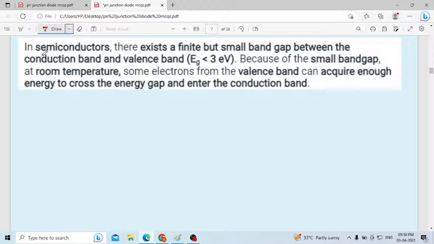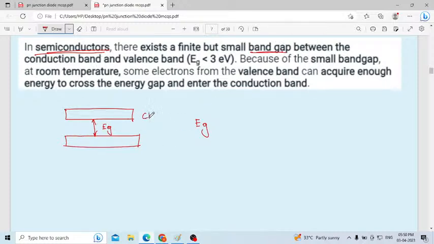Here, in the case of a semiconductor, we also have two energy levels. But here you will observe there is a gap between them, that is the energy gap Eg. Eg, the energy gap, otherwise band gap, both are the same, don't get confused. The energy gap between these two: this one is the conduction band, this one is the valence band. This is the energy level we will consider.